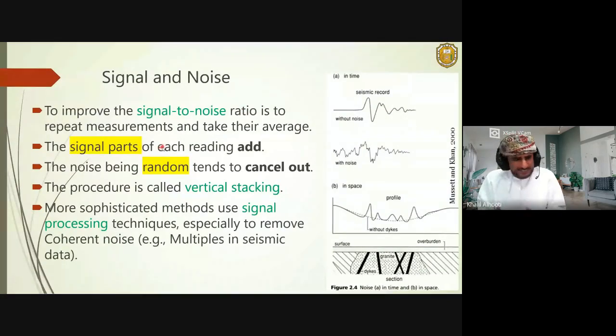So what's the best way to improve signal? How can I improve the signal during the acquisition phase, especially if my noise is random, especially if the noise is happening at some times and not happening at other times? How can I then improve the signal and disperse or cancel out the noise? The best thing is called stacking.